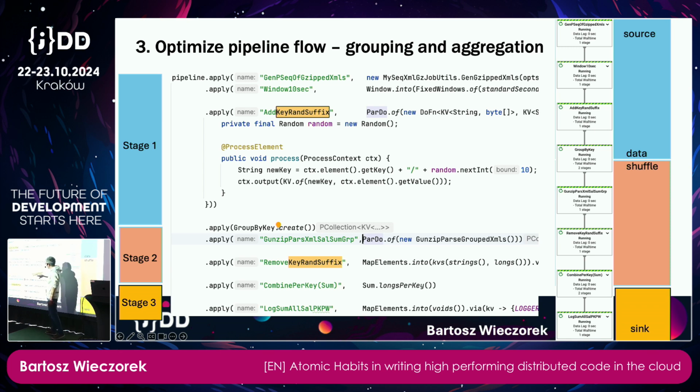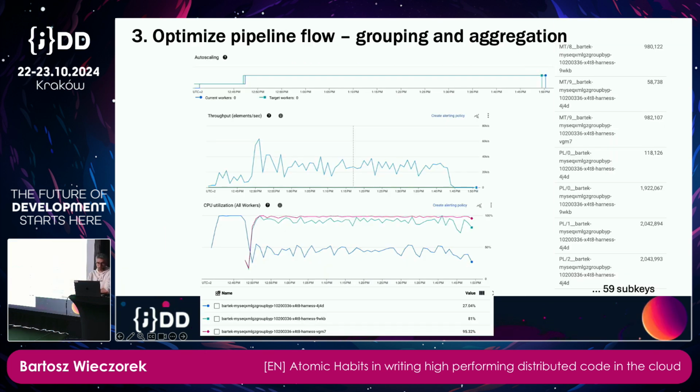Before we do the group by key, then do the parsing, which is a really heavy CPU and memory intensive operation, and then remove that suffix from the key and do the combine per key. Adding the combine per key adds an additional stage, but since we already have all the data on the same worker where it's supposed to be, it's pretty fast. And also, the heavy CPU intensive operation is already completed, so that should give us much higher throughput. So let's look right now at how the performance is.